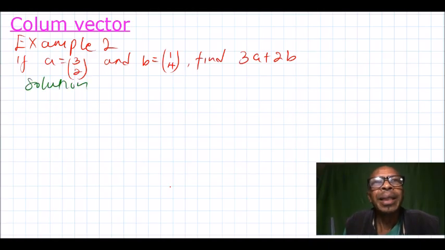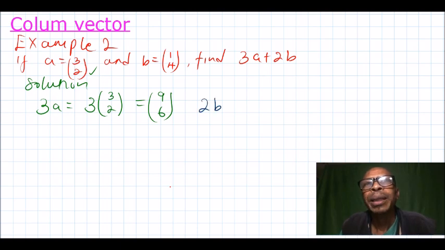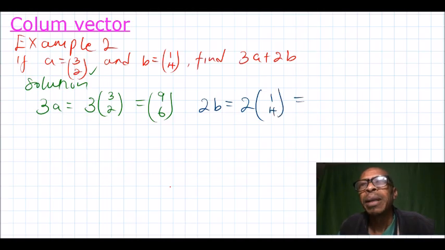Now we have 3A is equal to 3 times our A, which is (3, 2). We open the bracket, so 3 times 3 is 9, 3 times 2 is 6. Again, we have our 2B is equal to 2 times our B, which is (1, 4). We open the bracket, and 2 times 1 is 2, 2 times 4 is 8.